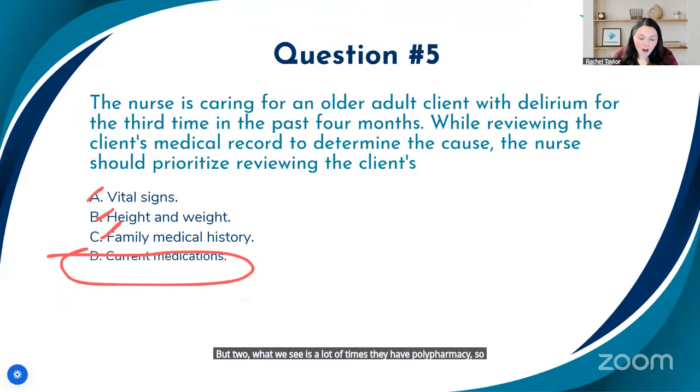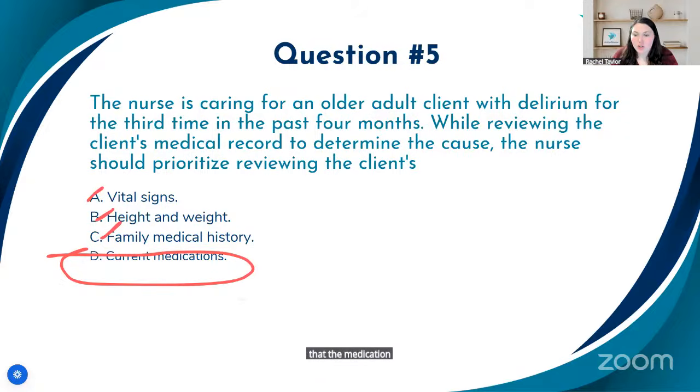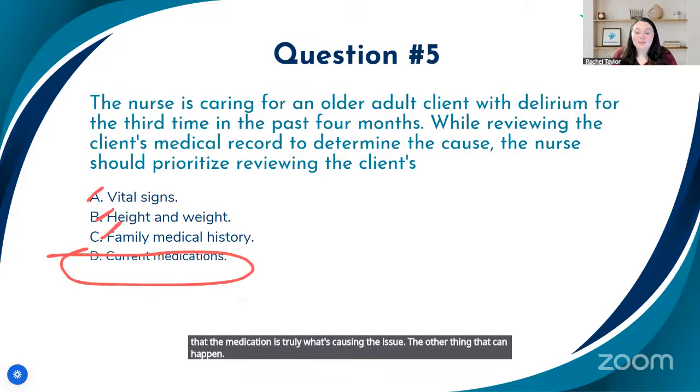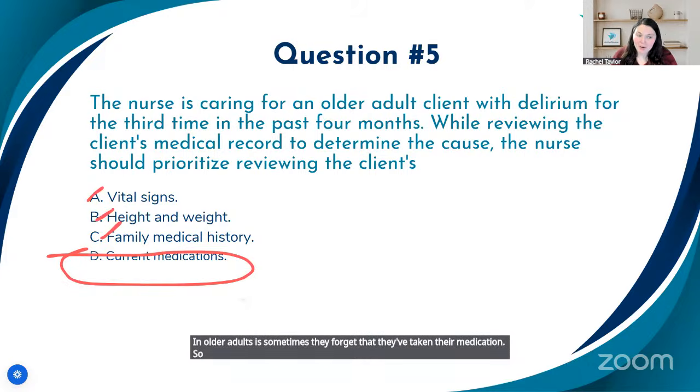They see different doctors for tons of different things, and they don't always remember all the meds they're on to tell the doctors. They end up on so many overlapping medications that they're on meds to treat symptoms caused by the other meds, so the medication is truly what's causing the issue. The other thing that can happen in older adults is they sometimes forget that they've taken their medication. So this client could potentially be taking too much of the medication, and that could be causing these effects as well.